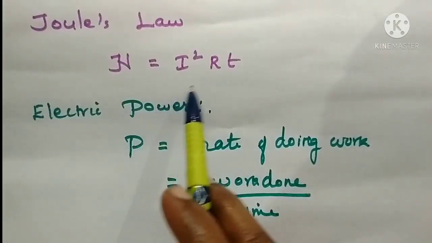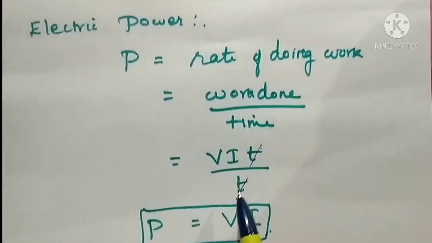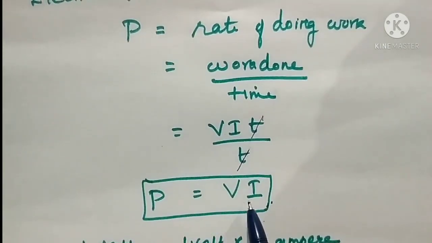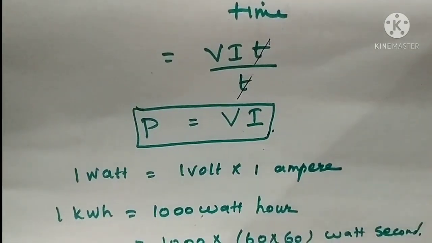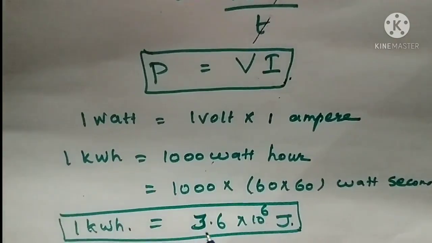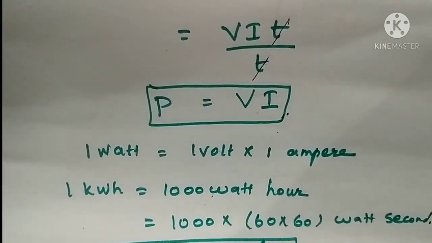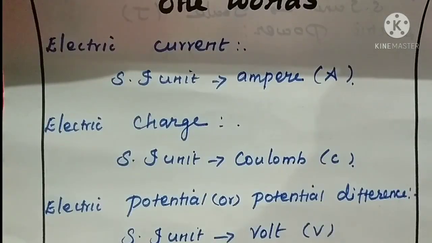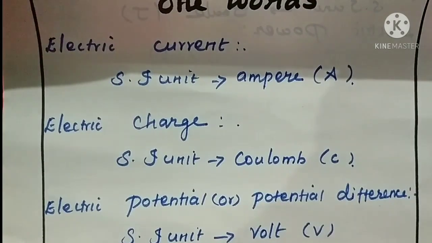Joule's law, H is equal to I squared R T. Electric power, what's the formula? Work done by time, so power is equal to voltage into current. And 1 kilowatt hour is equal to 1000 watt hour, which is also equal to 3.6 into 10 to the power 6 joule. And today's work: you have to write down all these units from the book.